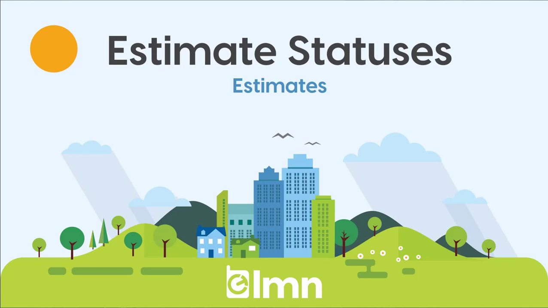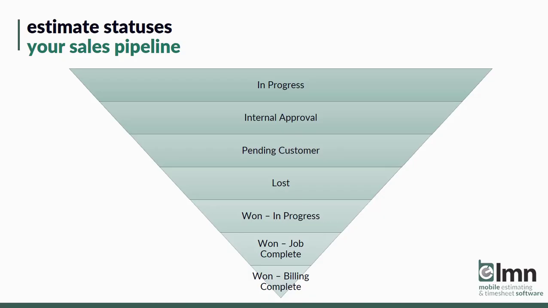Here in this video, we're going to tackle estimate statuses. Estimate statuses are a great tool for helping you keep your finger on the pulse of your sales pipeline. What an estimate status really is, is a stage so that you can see how much revenue or potential revenue you have at each stage in your sales cycle.